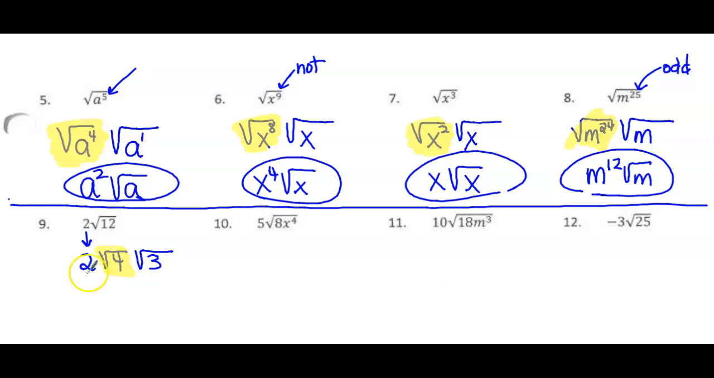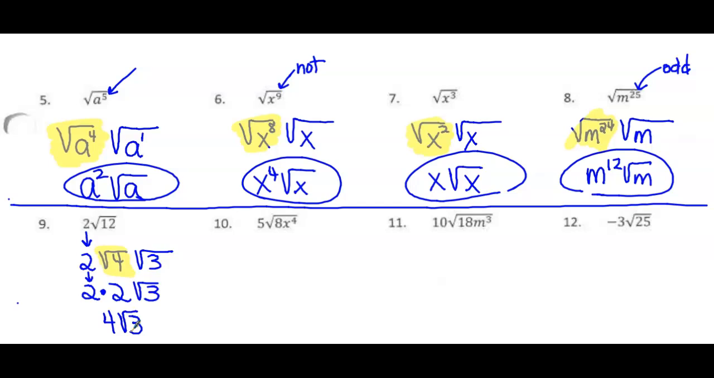I'm going to come down again. This 2 comes down. This is times whatever the square root of 4 is. The square root of 4 is 2. The square root of 3 comes down for the right. We have to do one more thing in this problem. We have to multiply our whole numbers. So this becomes 4 the square root of 3. Take a look at that again. You got to break down your perfect squares.